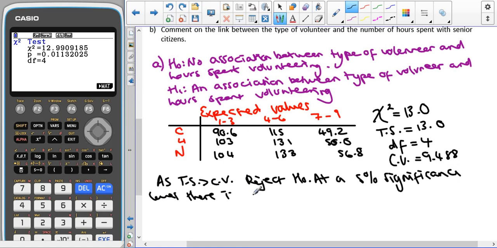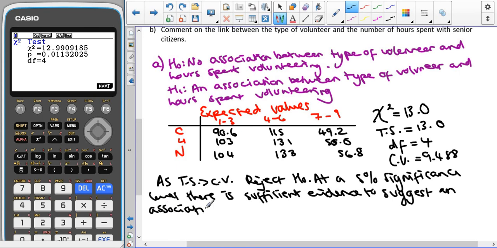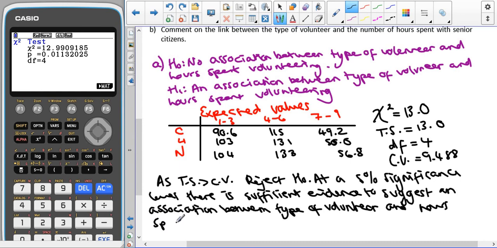There is sufficient evidence to suggest an association between type of volunteer and hours spent volunteering.